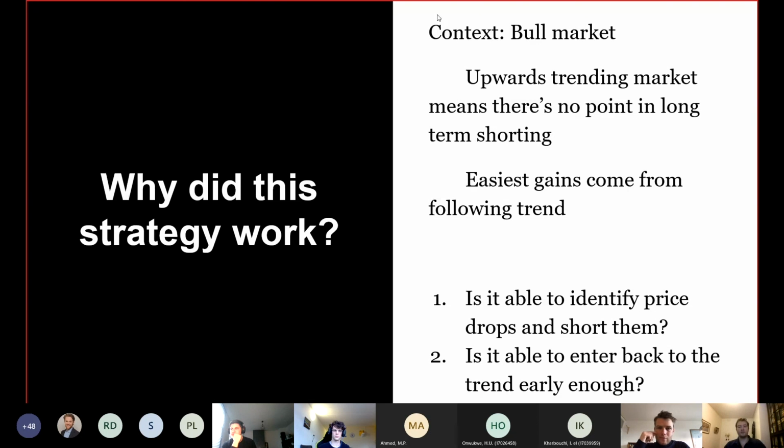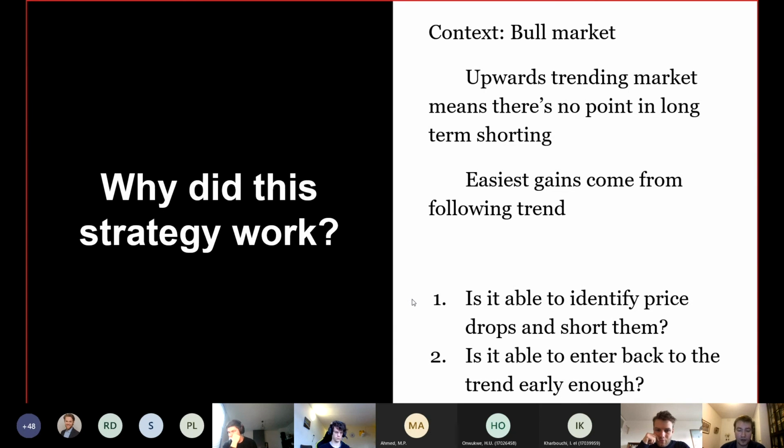Basically, why this strategy works is the context of the bull market, as we just discussed. Starting and ending, it's almost a linear trend in this case. So that's why it's difficult to beat it. But we also managed to take a couple of those that actually beat it because they were able to manage the downturn.